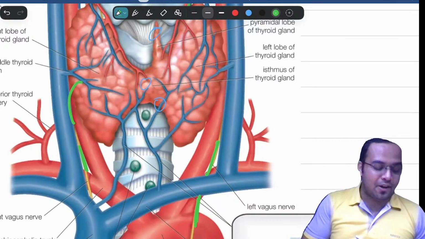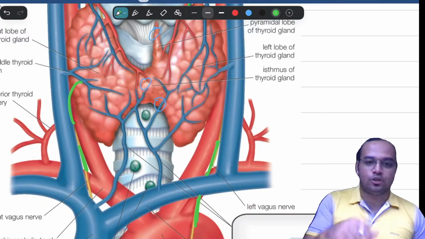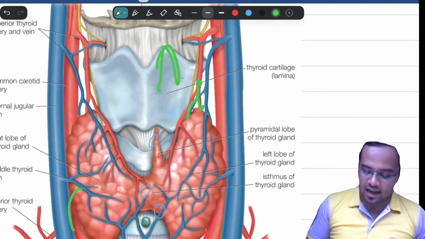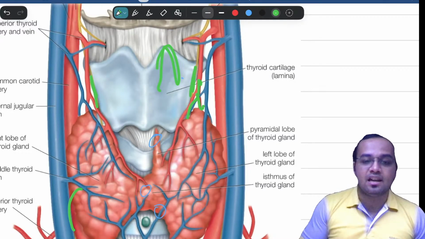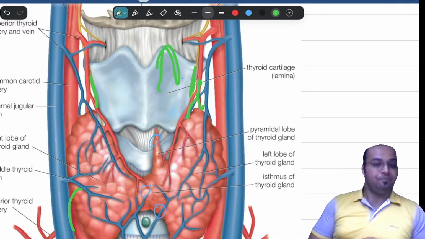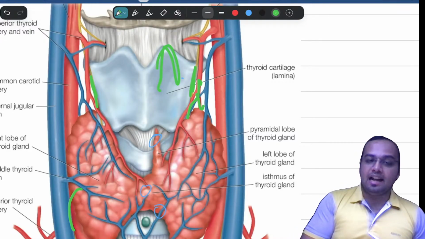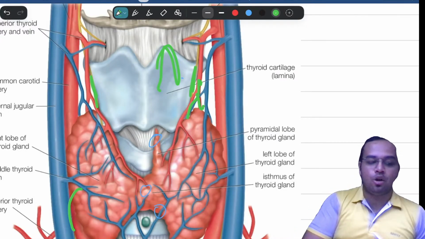So the inferior thyroid artery will have the recurrent laryngeal nerves near it, and near the superior thyroid artery will be your external laryngeal nerve. Sir, which is the most important nerve? If a nerve has to be sacrificed, which one? Then sacrifice the external one. Never cut the recurrent laryngeal nerve, because recurrent laryngeal nerve injury will cause vocal cord palsy.